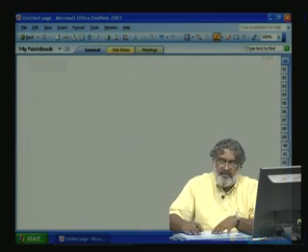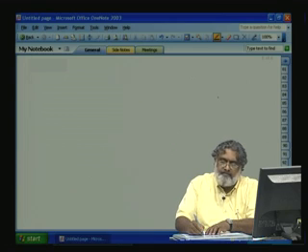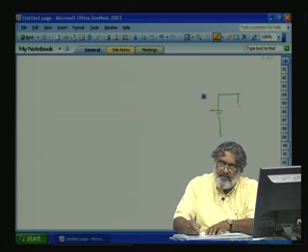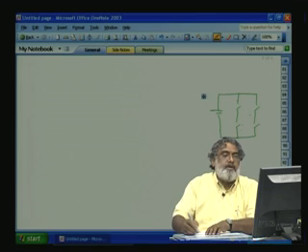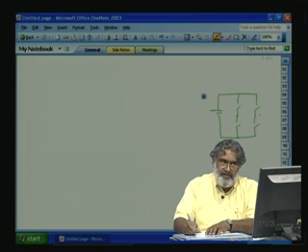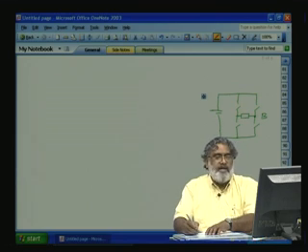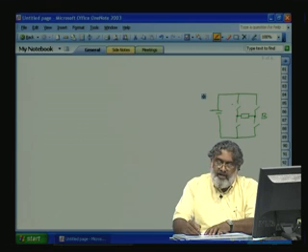Our converter is like this. You have, for UPS, let us say this is the battery. Okay. So this is A, this is B. Our load is connected here. Okay. Now, we know that this is 1, 2, 3, 4.